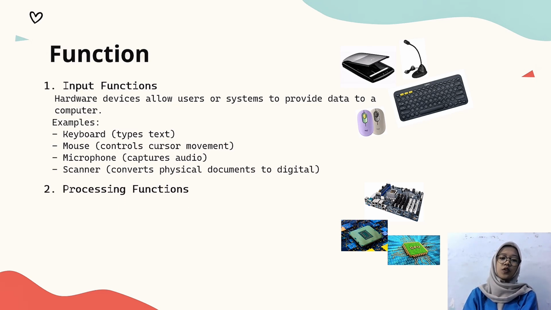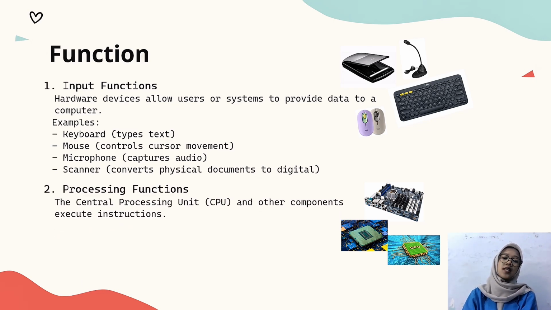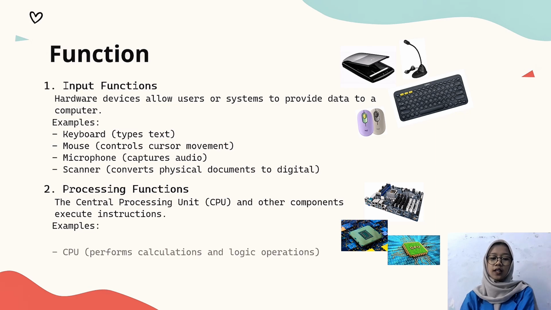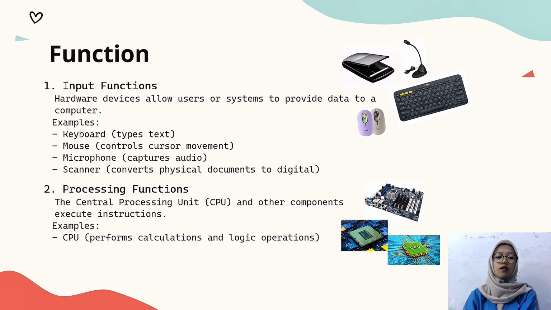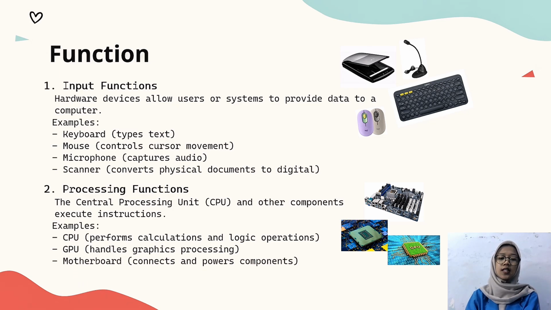And the second is processing functions. The central processing unit or CPU and other components execute instructions. The CPU is usually called the brain of the computer. For example, the CPU performs calculations and logic operations, and there is a GPU that handles graphic processing, and there is a motherboard to connect and power components between the CPU and GPU, if I'm not wrong.